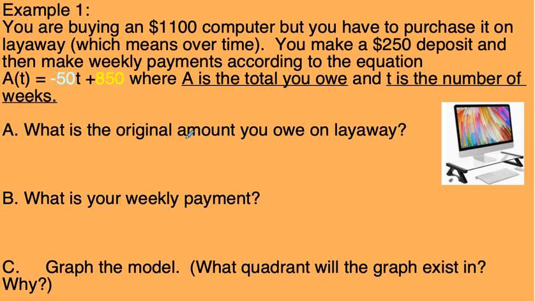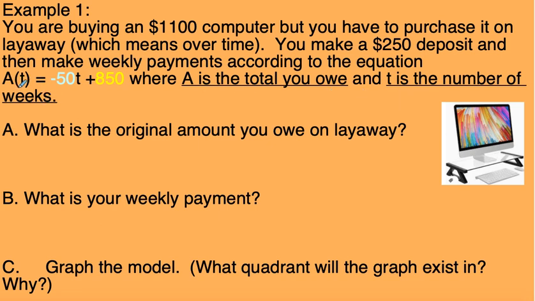Here we have, you're buying a $1,100 computer, but you have to purchase it on layaway. Layaway is like an old term. It just means you're going to pay it over time. So you make a $250 deposit and then make weekly payments according to the equation A of t equals negative 50t plus 850, where A is the total amount you owe and t is the number of weeks.